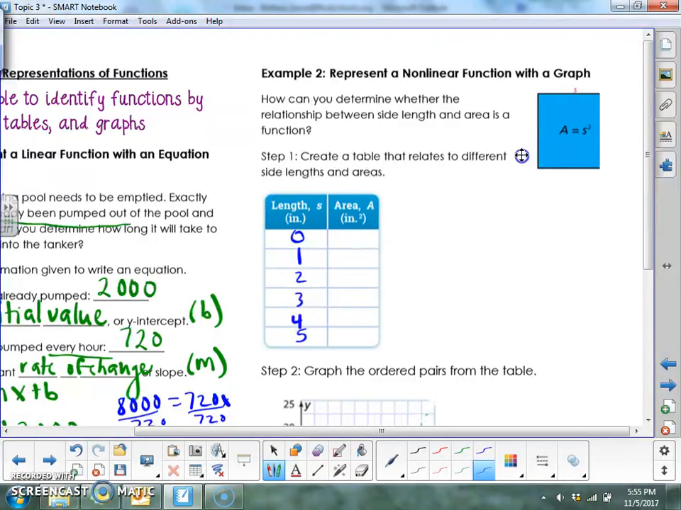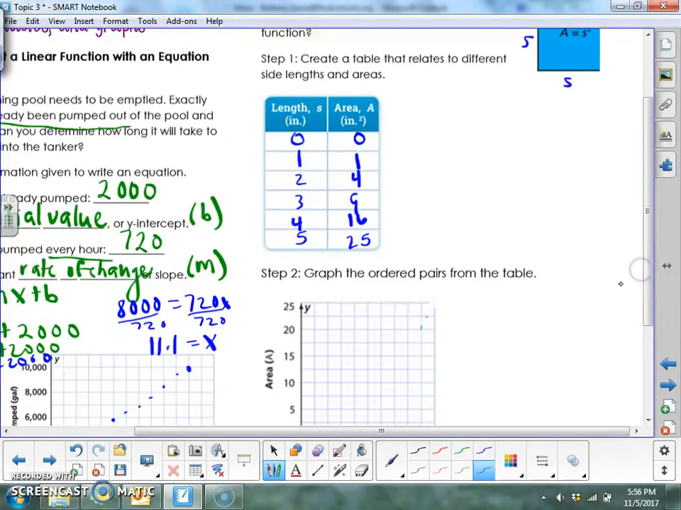If I have a square that has a side length of 0, if you remember for area, you square the side because it's length times width, or side times side. So I would be doing 0 times 0, which is 0. For the area of a 1 by 1 square, it would be 1 times 1, which is 1. For the area of a 2 by 2 square, it would be 4, 9, 16, and 25. So basically just squaring each side length.